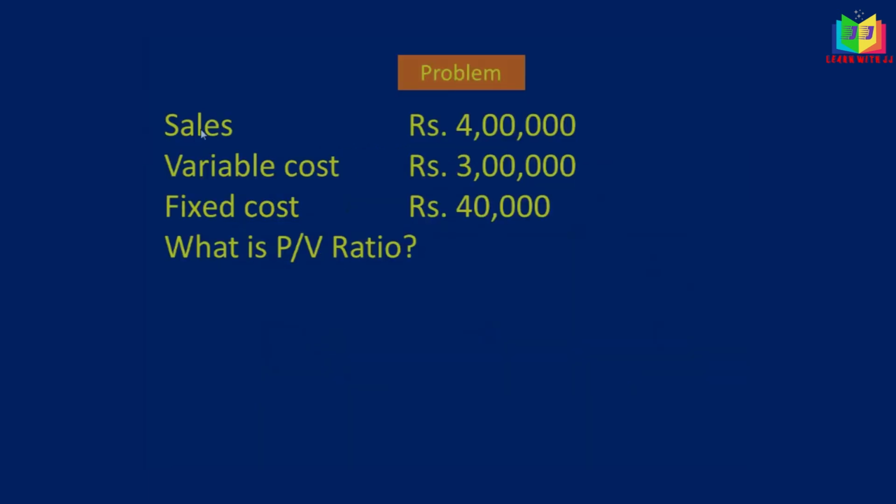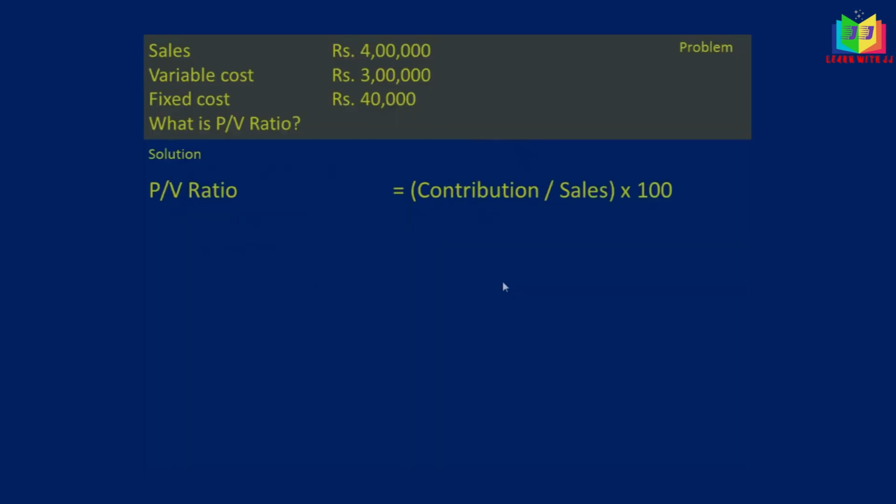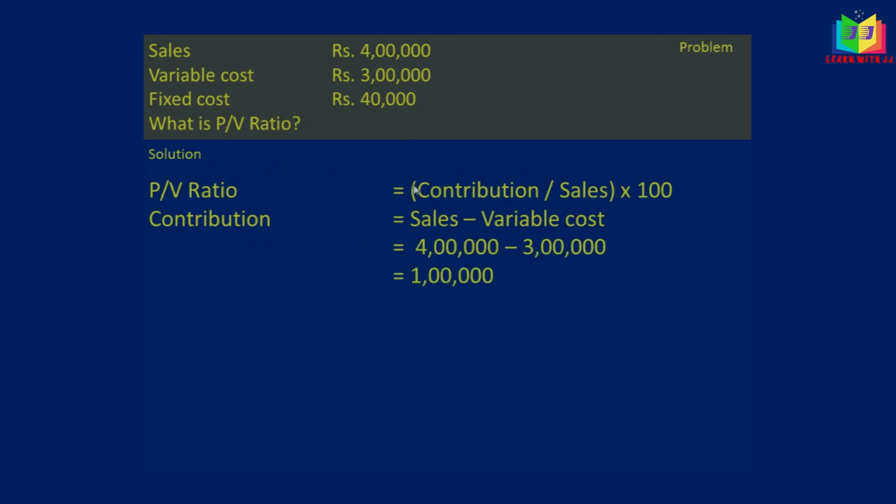And we'll see one more problem. Sales equal to 4 lakh, variable cost 3 lakh, fixed cost 40,000. What is PV ratio? And we know the formula to calculate this PV ratio. The formula is contribution divided by sales into 100. Okay. First we have to calculate the contribution for this. Contribution is nothing but sales minus variable cost. Here the sales is 4 lakh and the variable cost is 3 lakh. So we'll get 1 lakh as the contribution. And if we apply in this formula, that is 1 lakh divided by sales, 4 lakh, we'll get 25%.